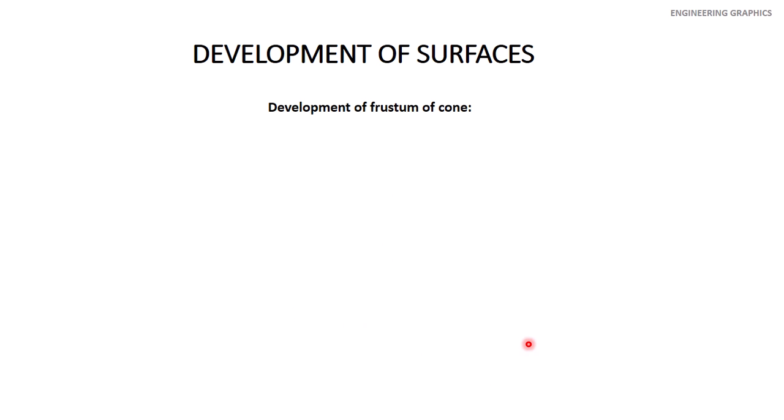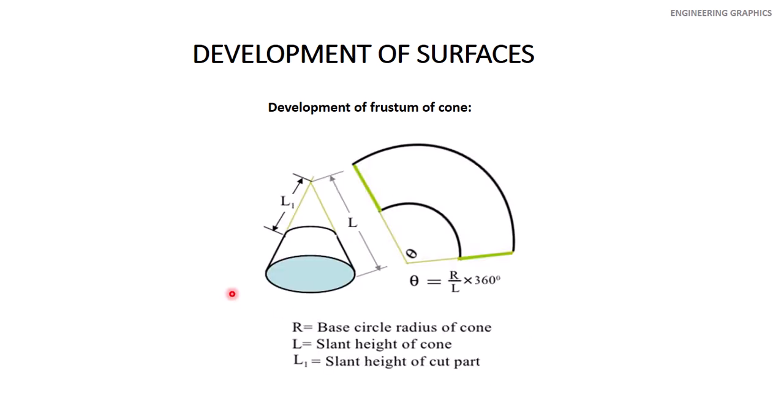Next example is development of frustum of cone. This is a frustum of cone in which the base circle radius of the cone is represented by capital R, L is the slant height of the cone, and L1 is the slant height of the cut part of the cone. How can we do the development? It's very simple. Equal to the total slant height, draw a line. This is the line equal to L.